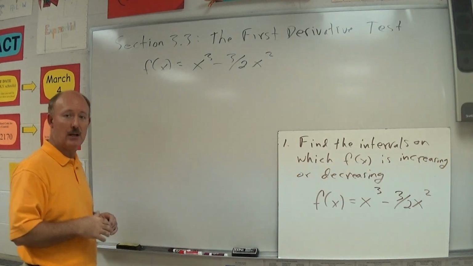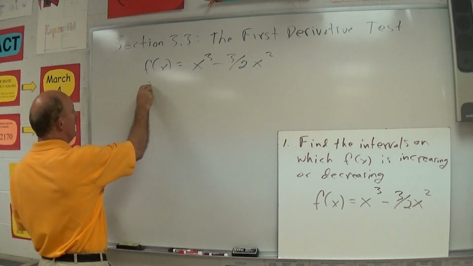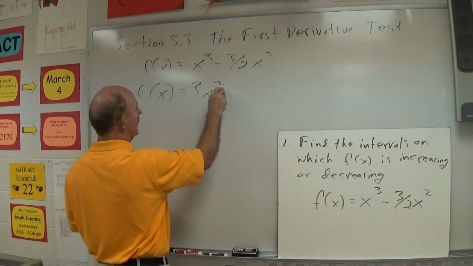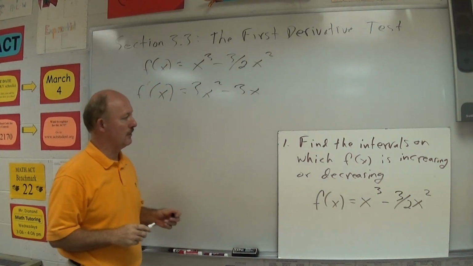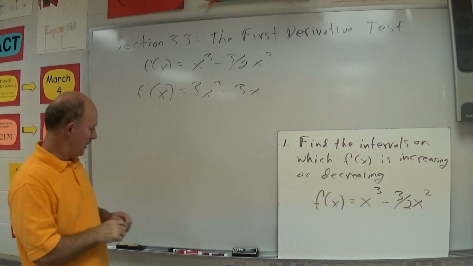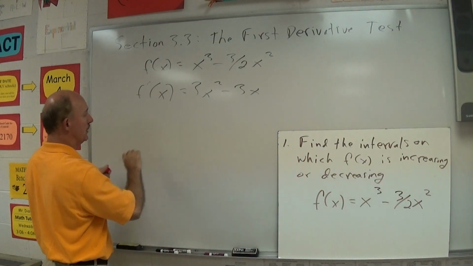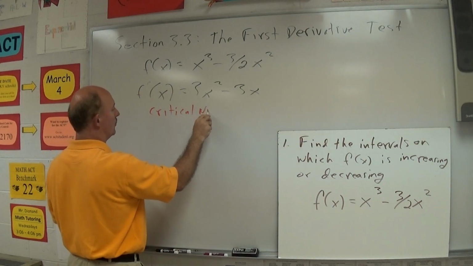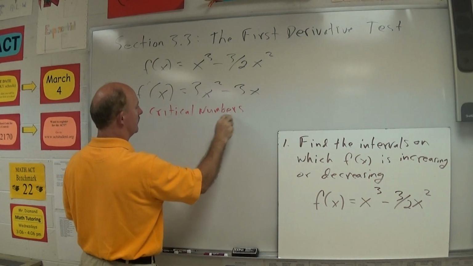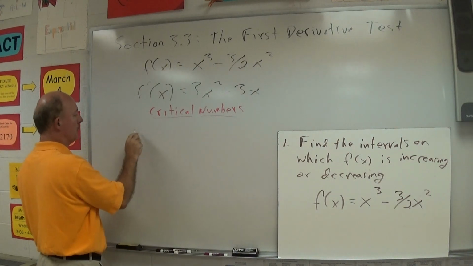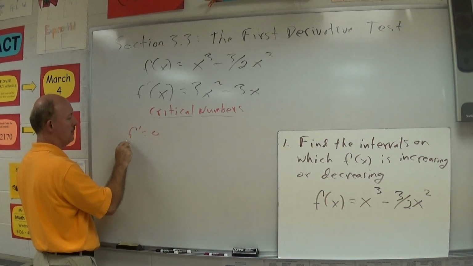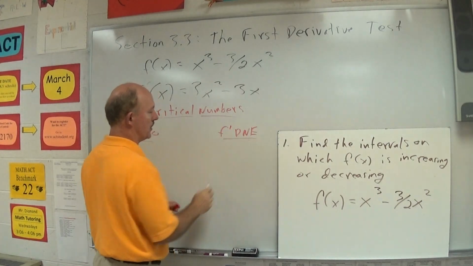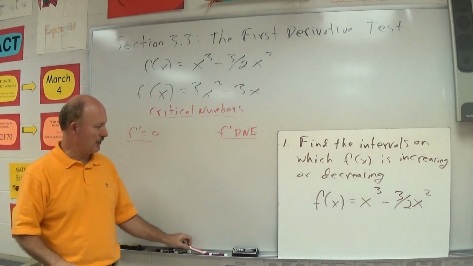So to start off, let's get our derivative first. This is a little cubic polynomial, so the derivative will be 3x squared minus 3x. So this is our derivative. First thing I want to do is find the critical numbers. Critical numbers are where the derivative is equal to 0 and where the derivative does not exist.